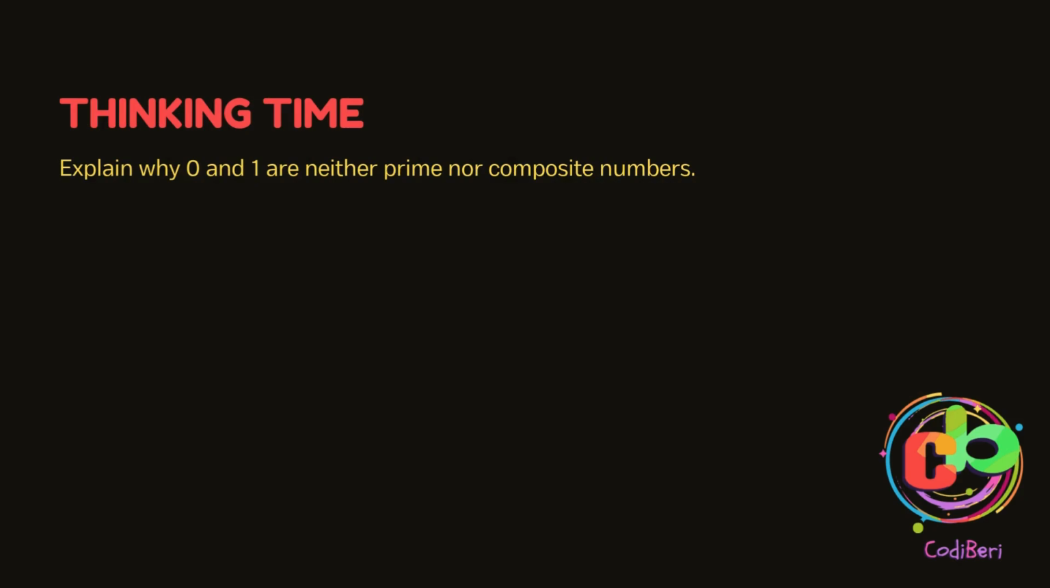Thinking time. Explain why 0 and 1 are neither prime nor composite numbers. Try to answer the question based on what you have learned from this video, and feel free to share the answer in the comments. I'll share the correct answer in the next video.